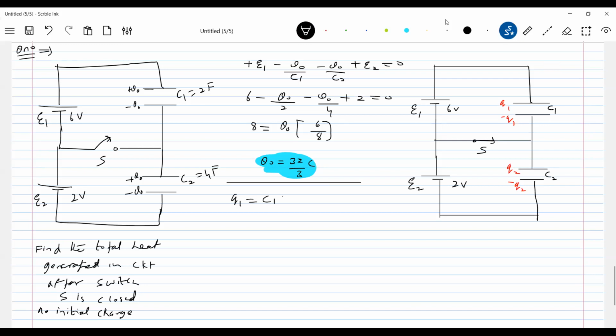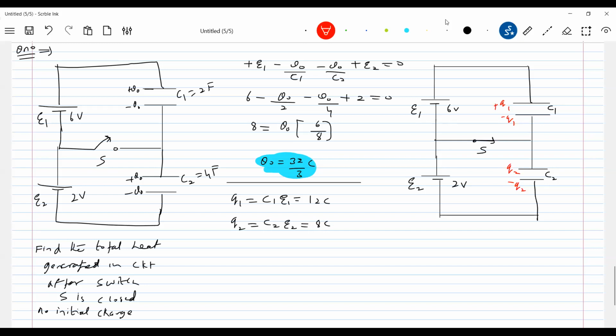Q1 equal to C1 into E1. C1 is 2 into E. So this will be 12 coulombs. Q2 equal to C2 into E2. This will be 4 coulombs. 2 into 4, 8. Okay, how to trace out the charge, the next part.